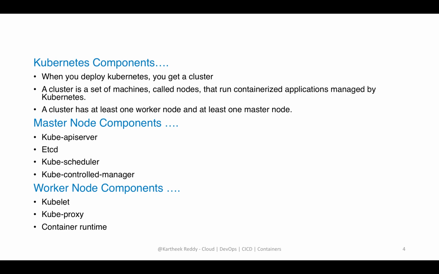The worker node hosts the pods that are components of the application. The master node manages the worker nodes. The master node is otherwise called the control plane of your cluster, or else it's called the brain of your Kubernetes deployment. So which is very important.